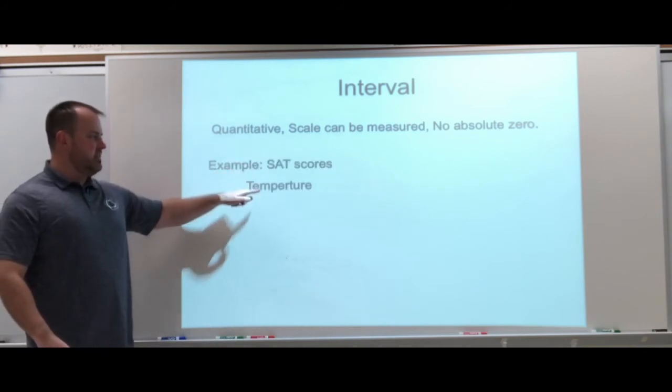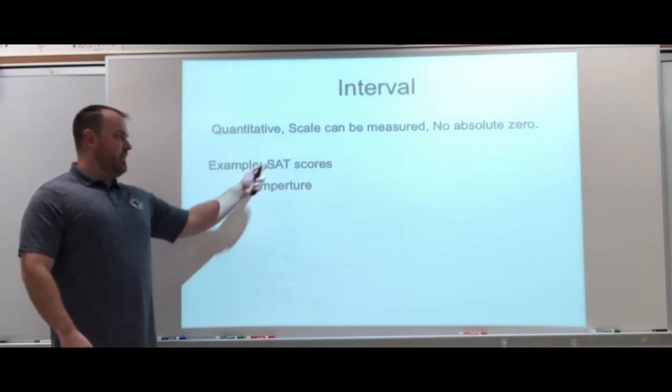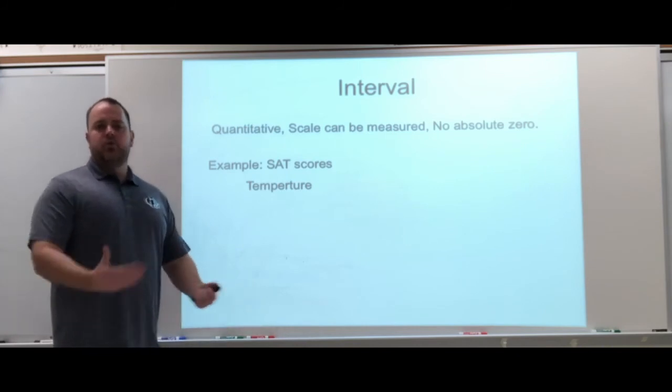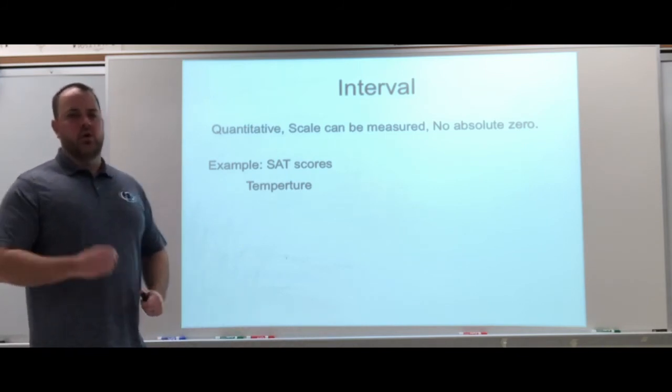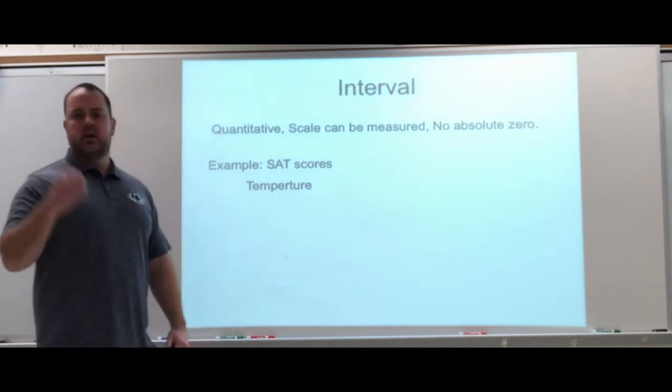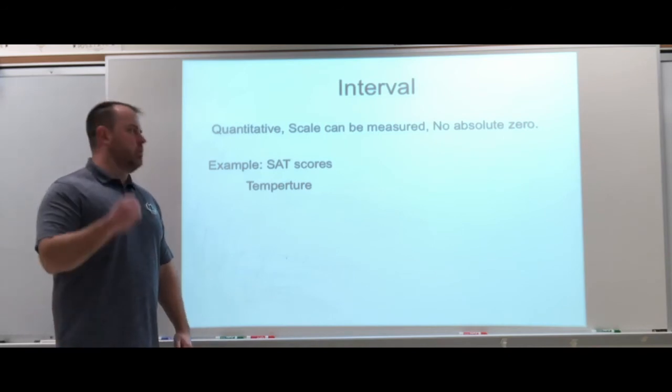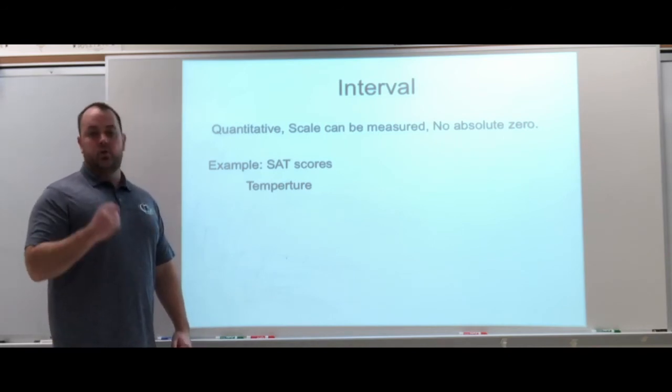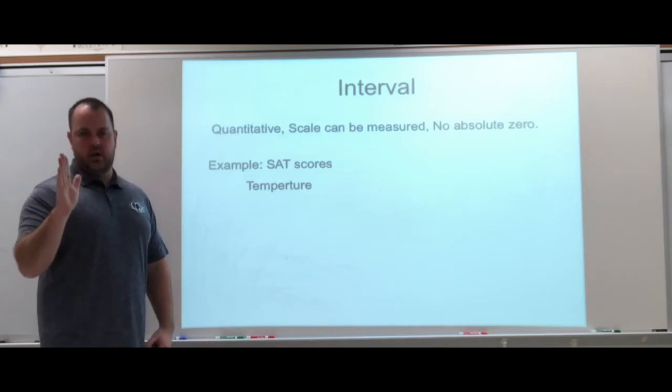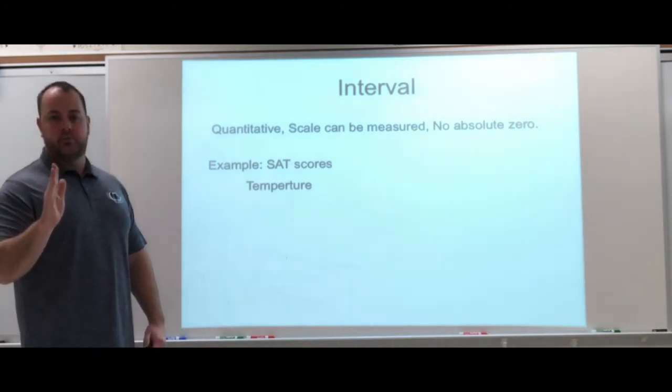Examples would be SAT scores and temperature. For the SAT scores, if you take that test, you are going to get a score. You will not get a zero. If you take the test, put your name on it, answer some questions, you are going to get a score. So you cannot get a zero. It cannot reach zero. That would be considered having no absolute zero.